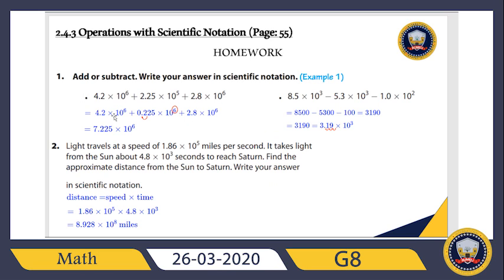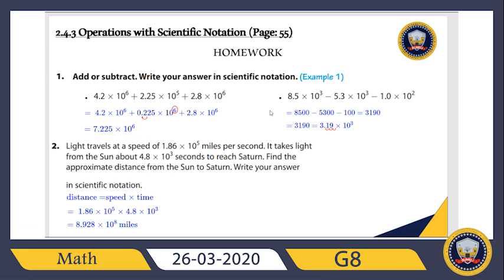Now, very easy. What you are going to do is make your operations on these numbers. So 4.2 plus 0.225 plus 2.8. This is 7.225. Now you will add your 10 to the power of 6 finally. So this is the final answer.